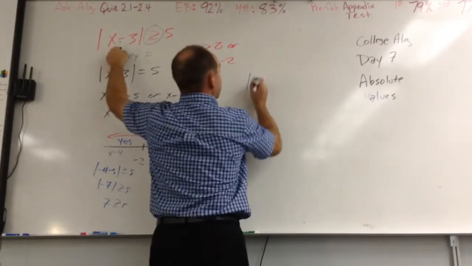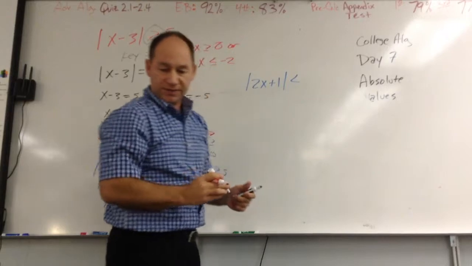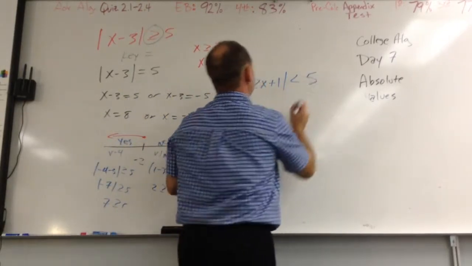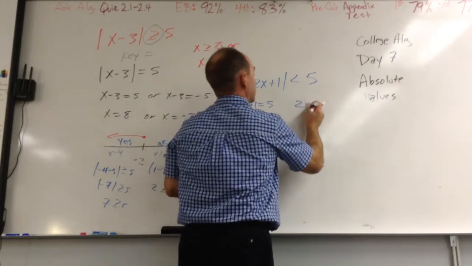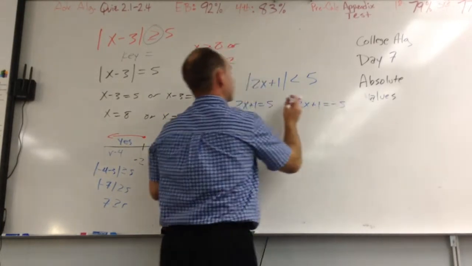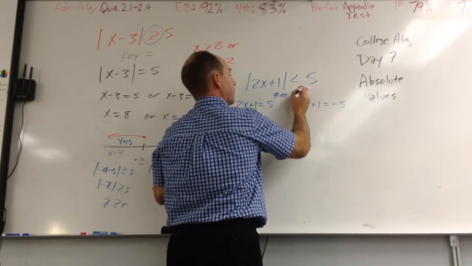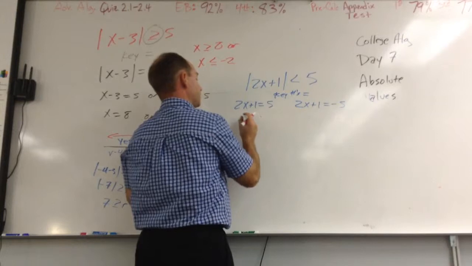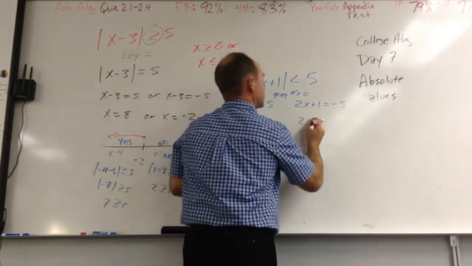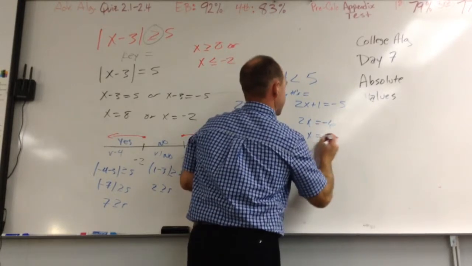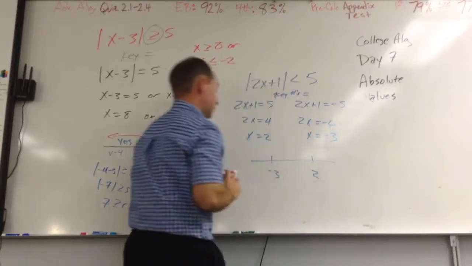What about the absolute value of 2x plus 1? What if that's less than? What's a good number here? 5? That means that, remember, 2x plus 1 could equal 5, or 2x plus 1 could equal negative 5. Okay? So key numbers, we're looking for key numbers when it's equal. 2x is 4, x is 2. 2x is negative 6, x is negative 3. There's negative 3, there's 2.